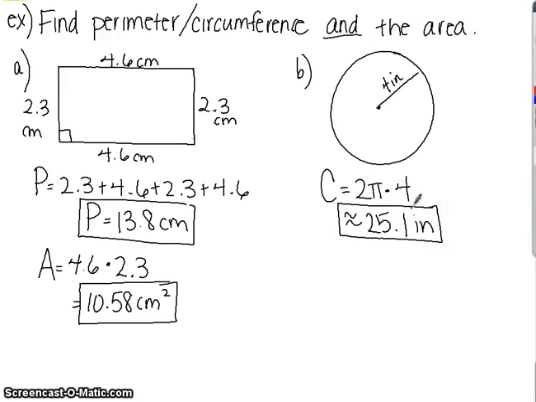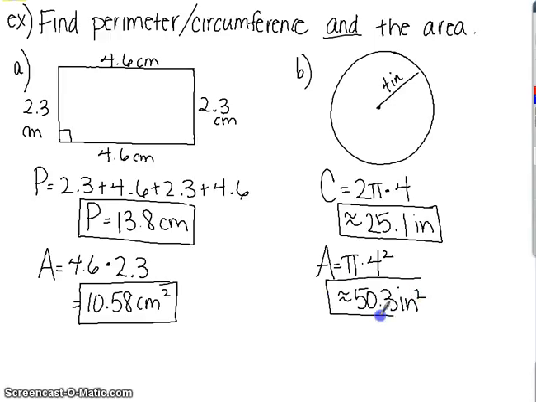Okay, so that's circumference. Area, remember, is pi times the radius squared. Okay, so pi times 4 squared, or you can go like pi times 16, which is the same thing as 4 squared. This one is 50.3 square inches when I round to the tenth.